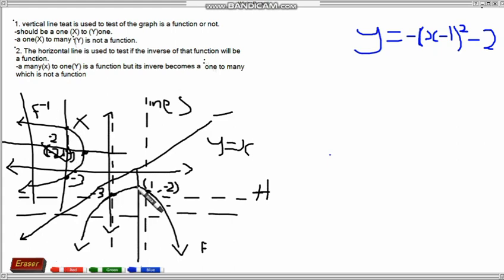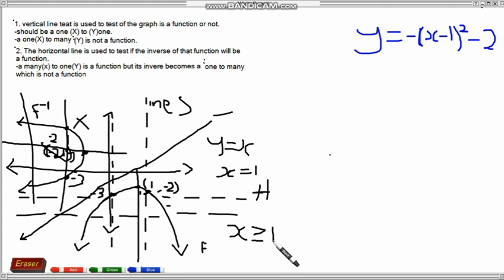And what's the value of x at this turning point here? The value of x at exactly the turning point is equal to 1, right? So if I want to take only this part and exclude the other part so that the inverse can be a function, if I want to include only this part, I will say x is greater than or equal to 1.